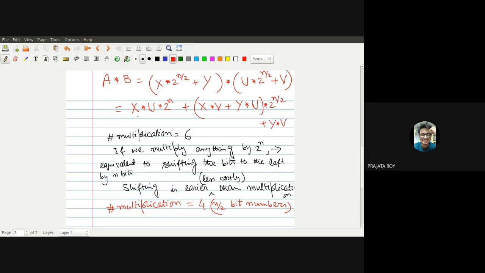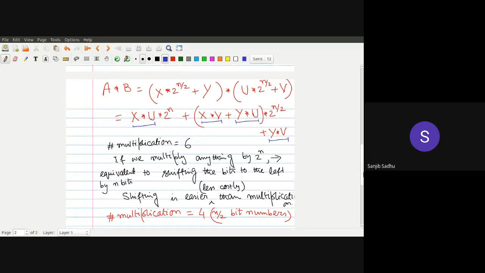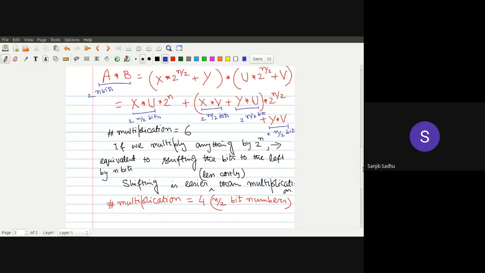Please repeat that part, sir. This thing, you see, this is 1, 2, 3, 4. Okay, sir. And also check X U, X V, Y U, Y V. All of these are n by 2 bit numbers. Clear? So these are all n by 2 bits. The original problem was of two n bit numbers. Here 2 n by 2 bits, and here also n by 2.